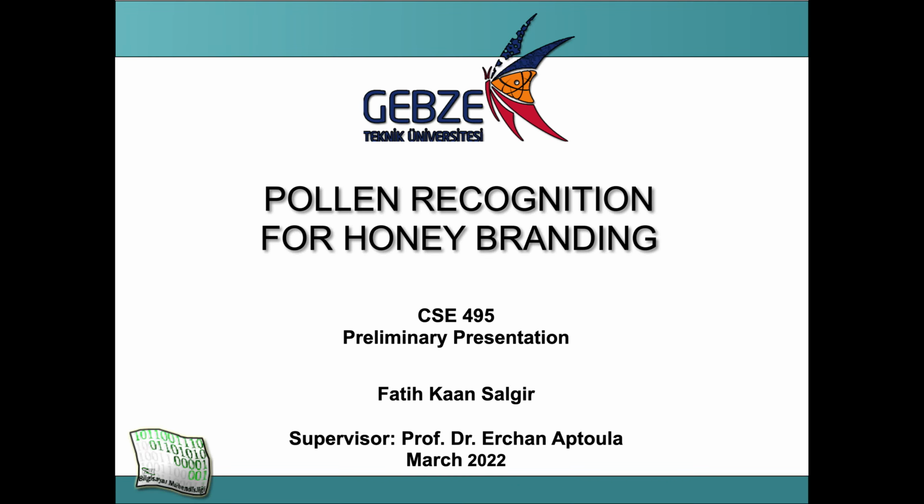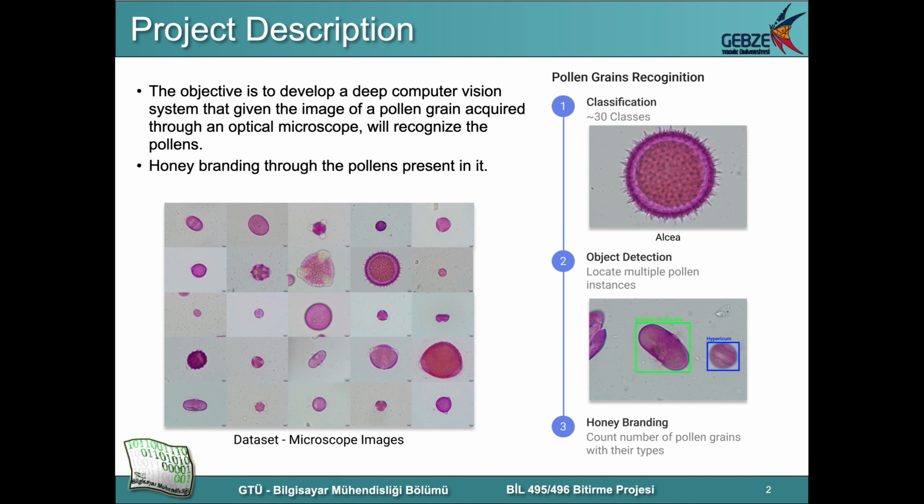I am Fatih. This is the preliminary presentation of the project Pollen Grain Classification for Honey Branding. The objective is to develop a computer vision system that, given an image of a pollen grain acquired through an optical microscope, will recognize the pollens. The larger aim is honey branding through the pollens in it.